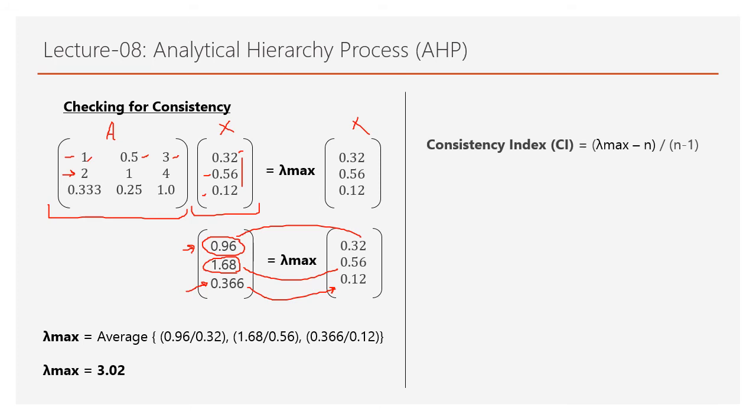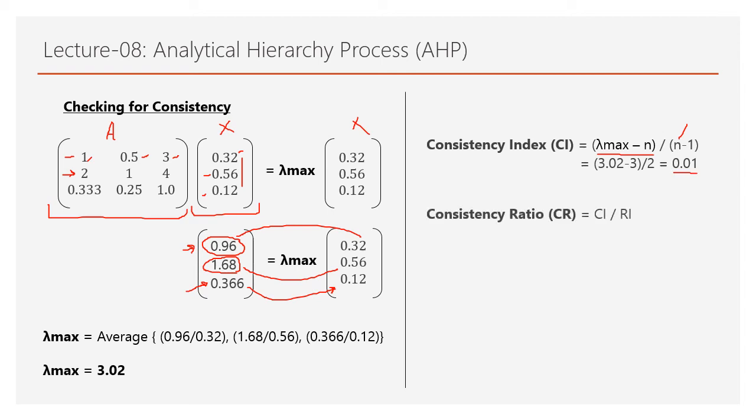Now that I have lambda max calculated, I can calculate the consistency index following this equation: lambda max minus n, over n minus 1, where n is the size or dimension of the matrix, which is equal to the number of criteria that we have. In this case we have 3 criteria, and therefore n is equal to 3. Therefore, my consistency index CI would be 0.01.